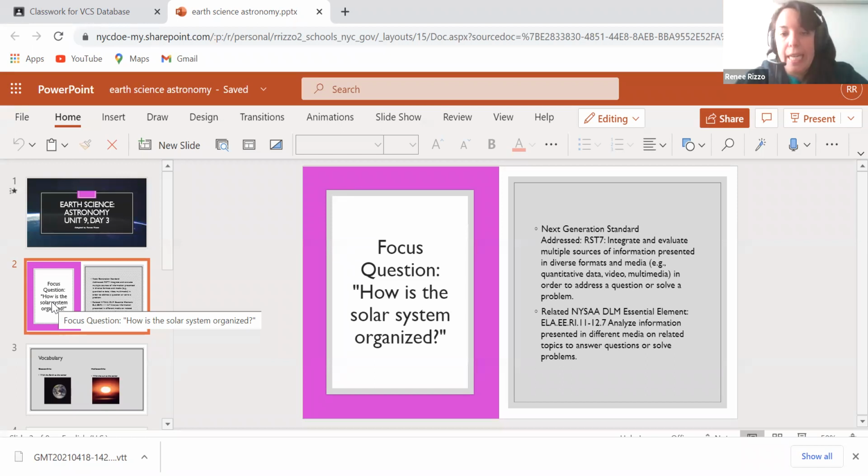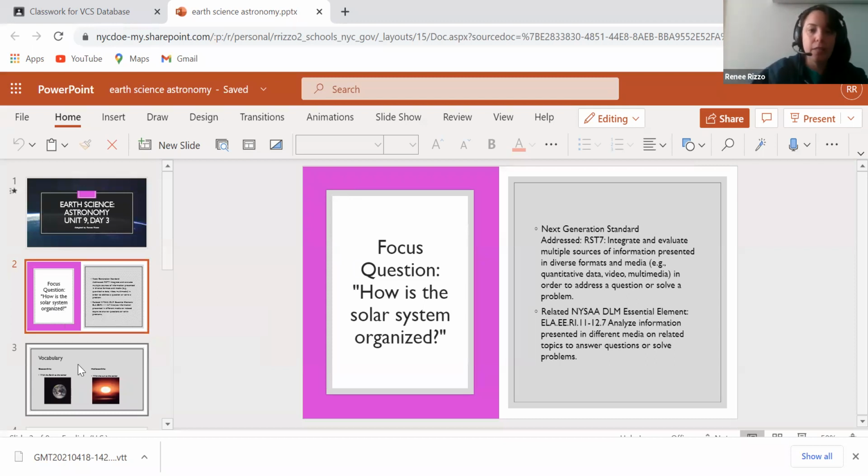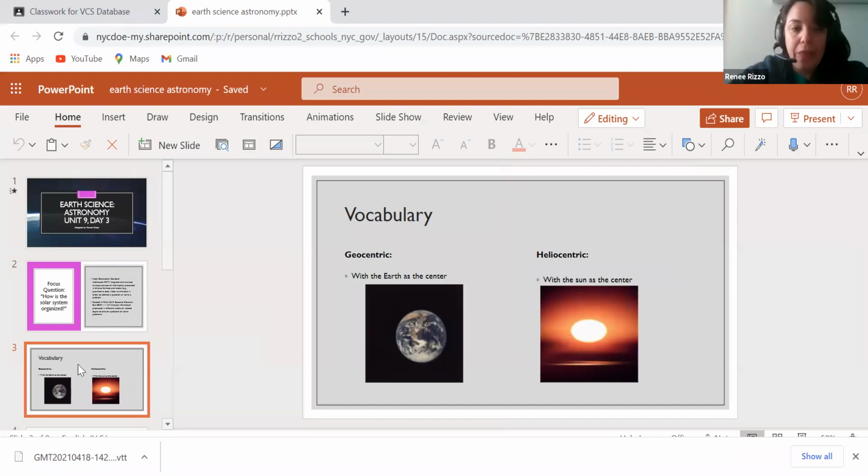The related NYSAA DLM essential element: Analyze information presented in different media on related topics to answer questions or solve problems. As you can see, these standards are very similar, but the DLM essential element is adapted for students in alternate assessment settings. The vocabulary that I decided to introduce in this lesson to make the lesson more accessible for students.